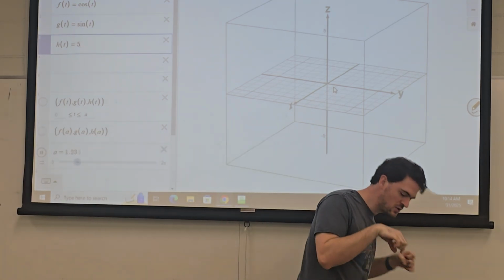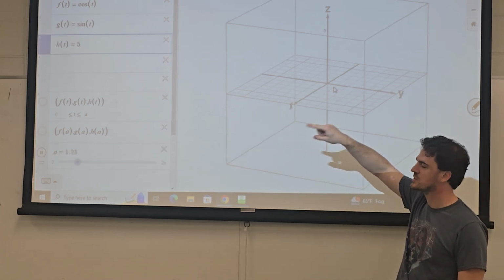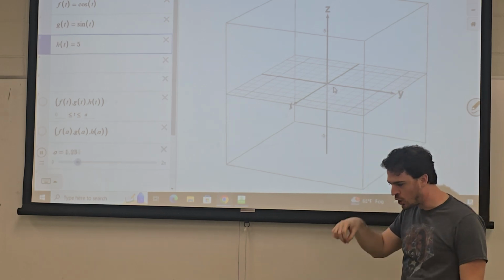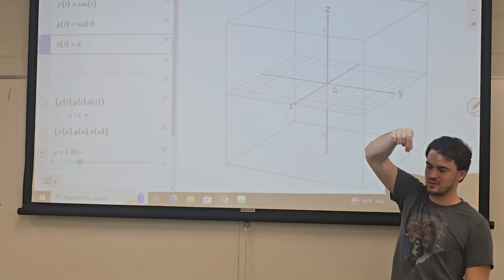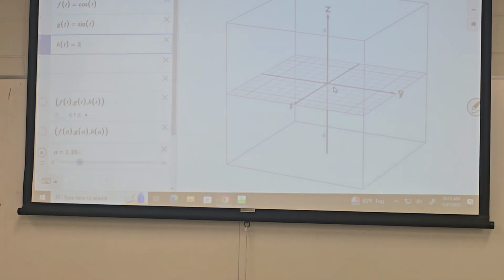If I peek down, you're definitely going to see a circle because your x of t and y of t are sine and cosine. But the z coordinate is always 5. So it's a circle just around z equals 5. Yep, it's a circle being traced around at a z value of 5.